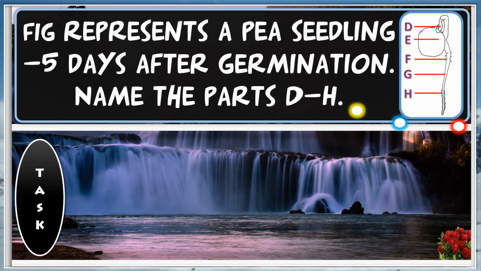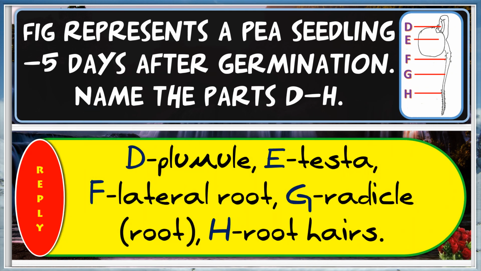Fig represents a pea seedling 5 days after germination. Name the parts D to H. D is a plumule. E is a testa. F is a lateral root. G is a radicle. And H is root hairs.